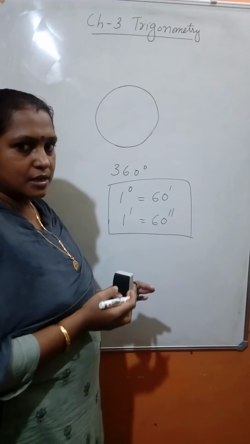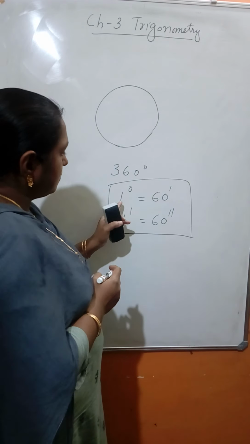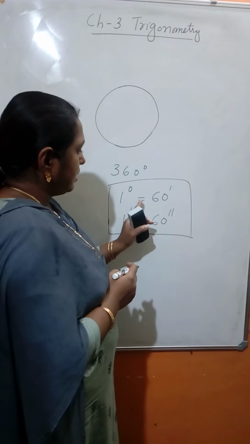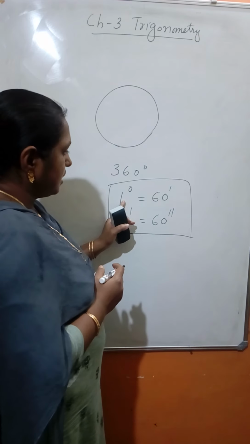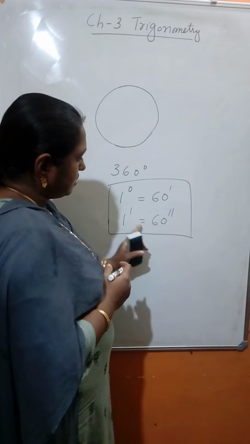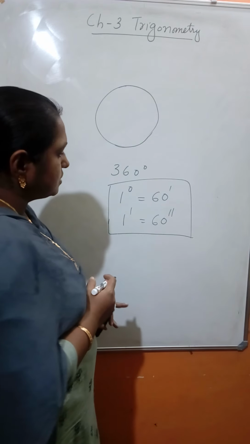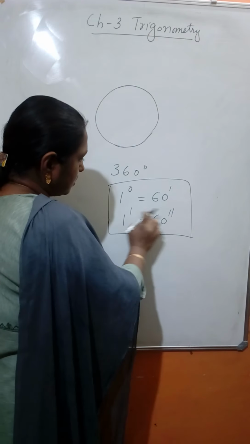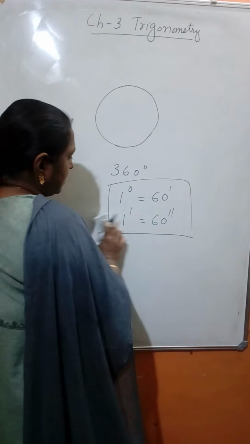Complete angle is of measure 360 degrees. If we divide the complete angle into 360 equal parts, we get 1 degree. When 1 degree is divided into 60 equal parts, we get 60 minutes, equal to 1 degree. And when 1 minute is divided into 60 equal parts, each is 1 second, so 1 minute is equal to 60 seconds. See the symbols also, how the minute and seconds are denoted. So this is based on degree measure.